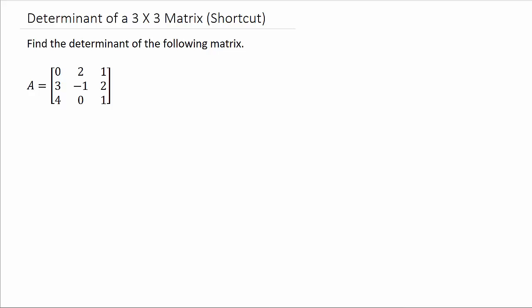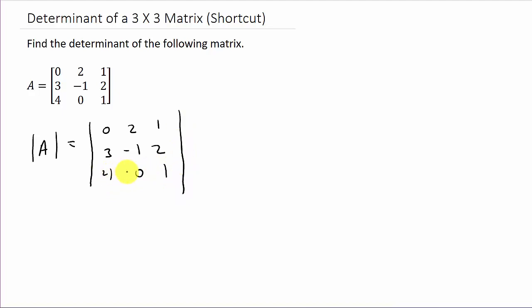Alright, so in this video, let's take a look at finding the determinant of a 3 by 3 matrix, and we're going to use a shortcut to do it. For the determinant, that's going to give us the determinant of A, and this is how we represent the determinant. That's going to be 0, 2, 1, 3, -1, 2, 4, 0, 1. All I did is rewrite the matrix as a determinant and copy the numbers down.